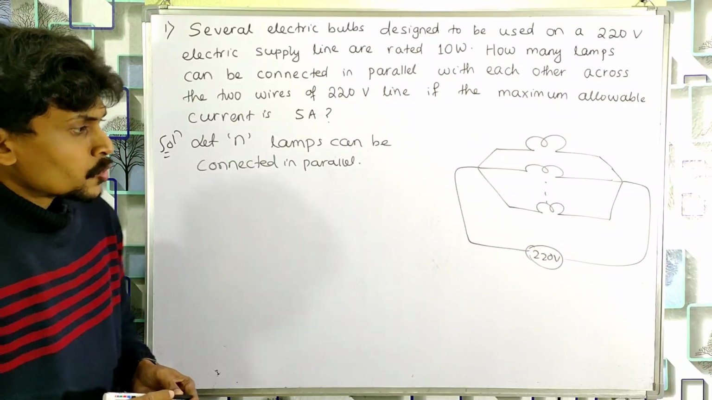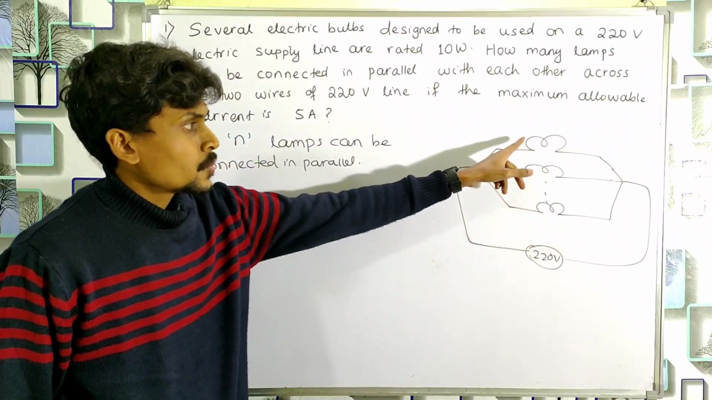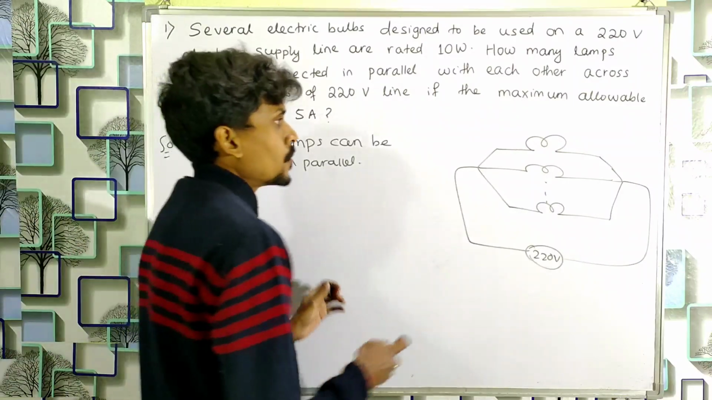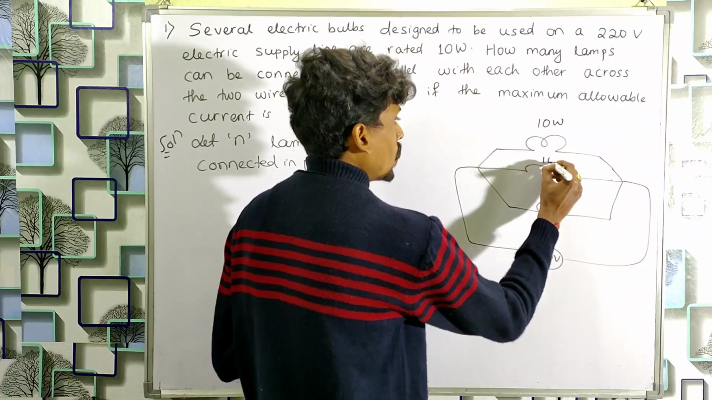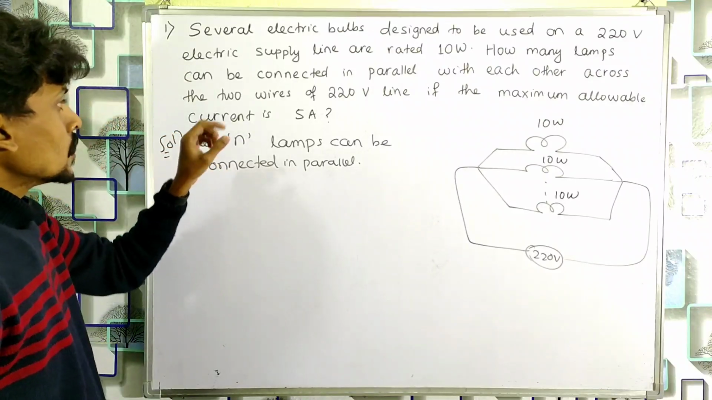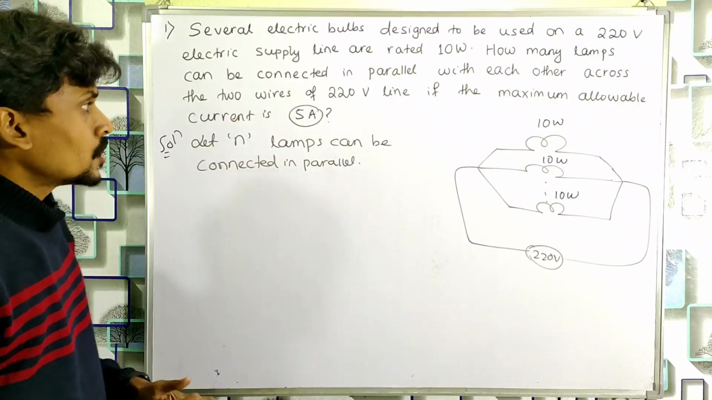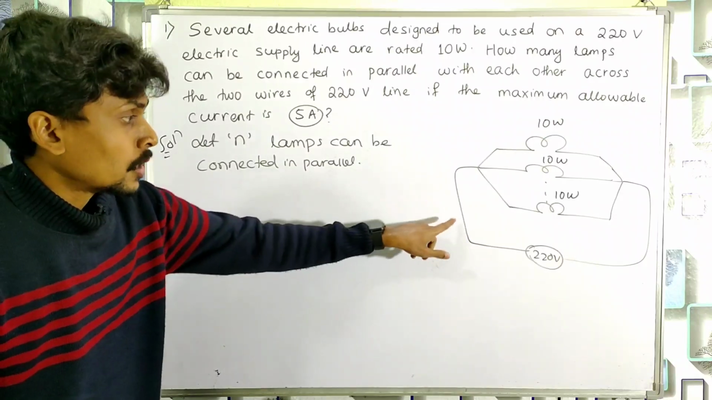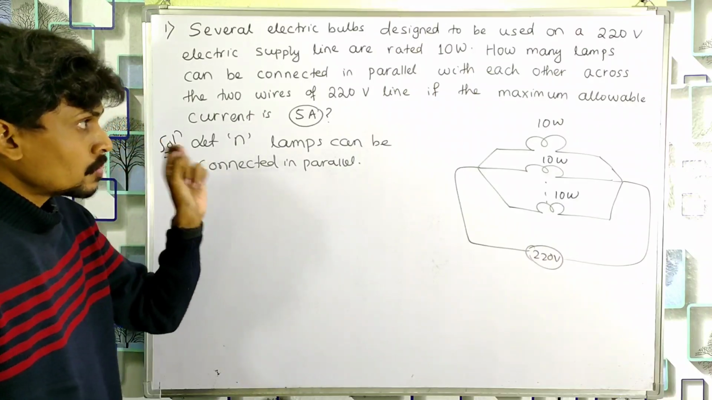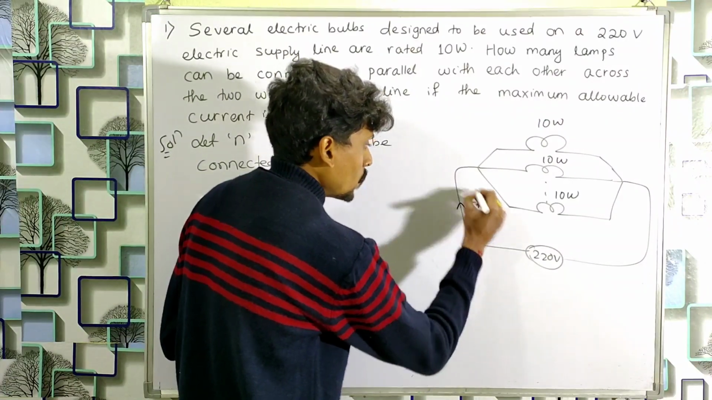Is that clear? The total potential difference is 220 volt, and suppose we connect n lamps in parallel, and the power of each lamp is 10 watt. Is that clear? Now the question says that in the circuit we can allow a maximum of 5 ampere current. That means if the total current in the circuit exceeds 5 ampere, then the circuit may be damaged. So the maximum allowable current is 5 ampere. That means a total of 5 ampere current should flow in the circuit.